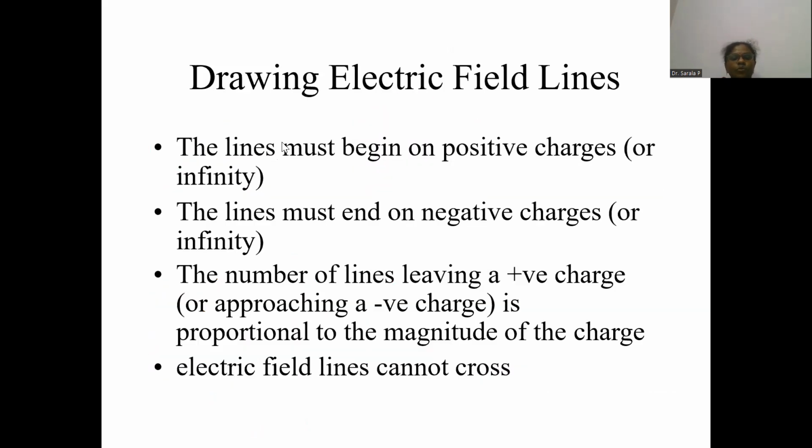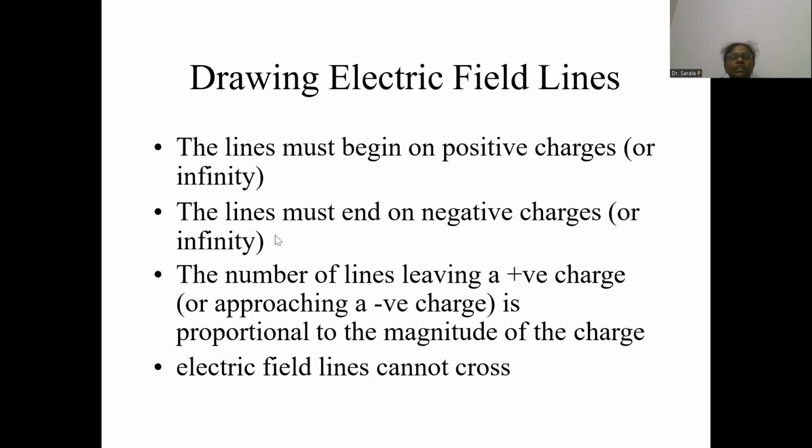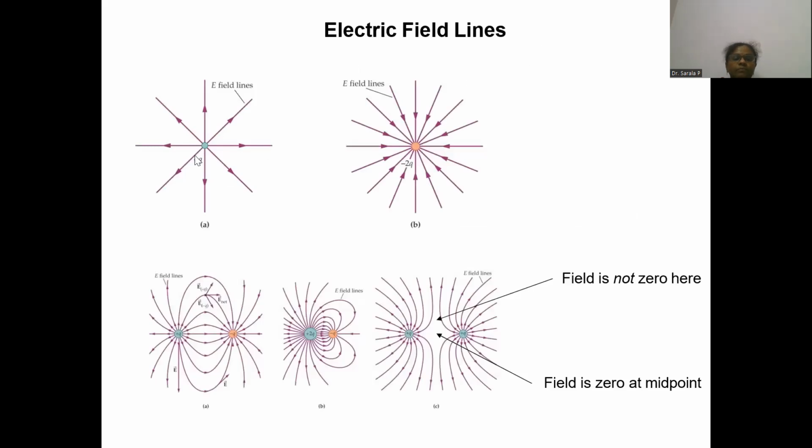Now let us go with how we are going to draw the electric field lines. The lines must begin on a positive charge. If we take the positive charge over here, the line is going to begin from the positive charge and move through to infinity. If we take a negative charge, the lines must end on a negative charge. See here, this is the positive charge. If we keep a positive charge over here, the electric field lines are going to start from the positive charge and end at infinity.